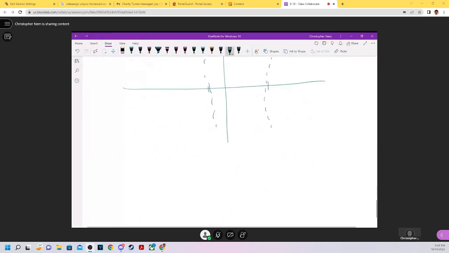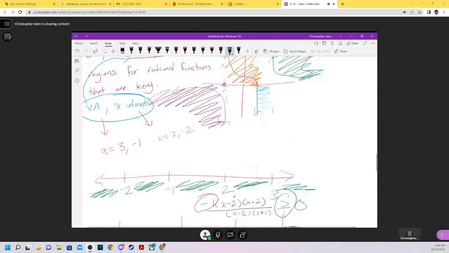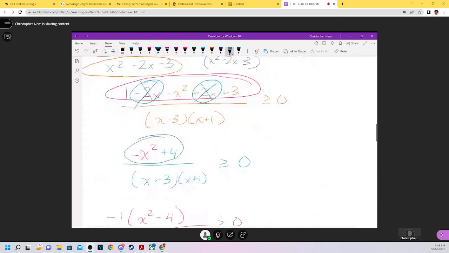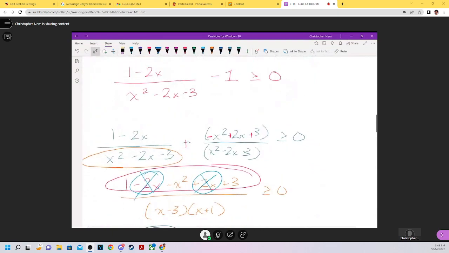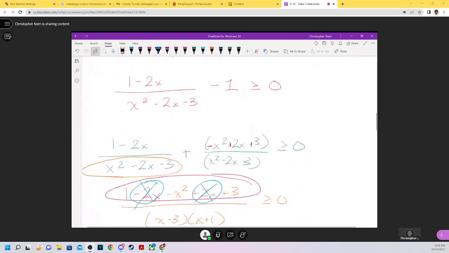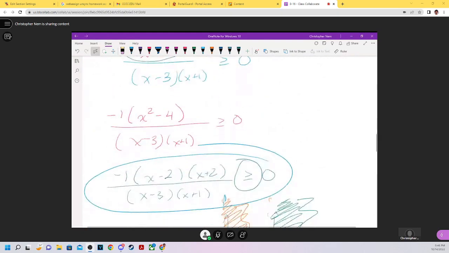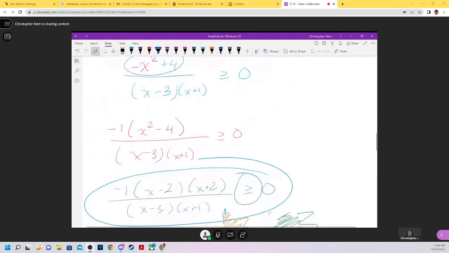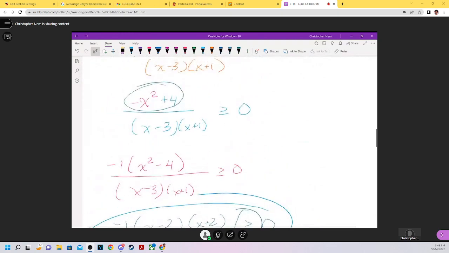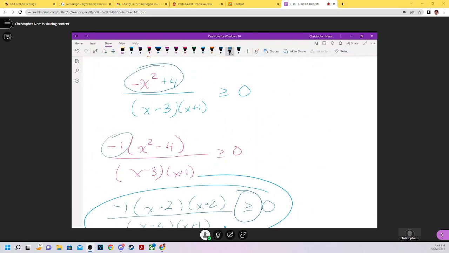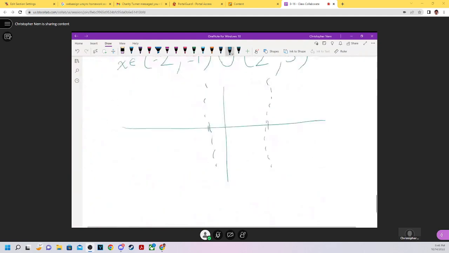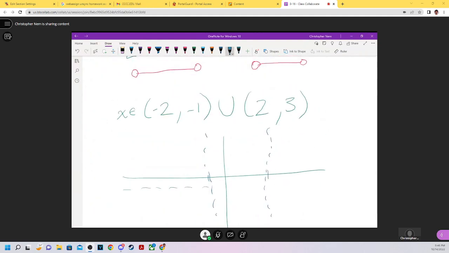So do I have a horizontal asymptote? Let's check. What's the degree of the polynomial? Oh, they're both the same actually, aren't they? Yeah, they have the same exact degree. So that means I have to check the ratio between them. The leading coefficient here is -1. The leading coefficient here is just 1. So it's -1 where my horizontal asymptote is. Now I can actually draw it out. I do not have a slant because the degrees are equal.